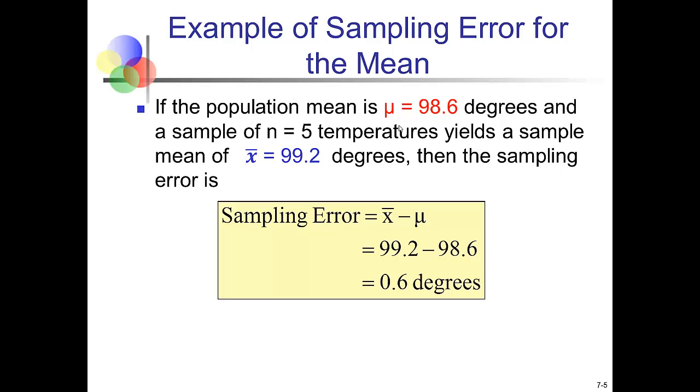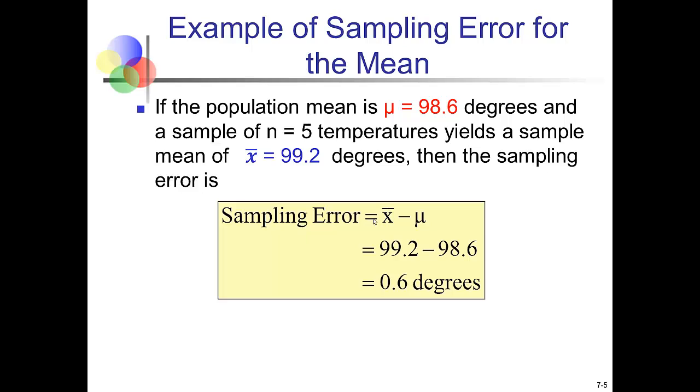So here's an example. Suppose the average temperature of a human being is 98.6 degrees Fahrenheit. We've taken a sample of 5 temperatures, and this sample yields an average of 99.2 degrees. Well, that's not 98.6. The sampling error then is the difference between the sample mean of 99.2 and the population mean of 98.6. So we calculate this as 99.2 minus 98.6, and we get 0.6 degrees Fahrenheit.